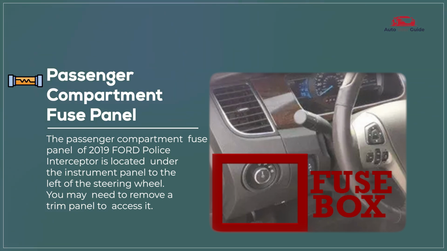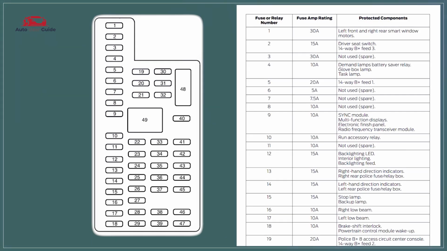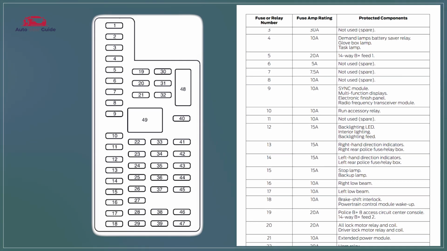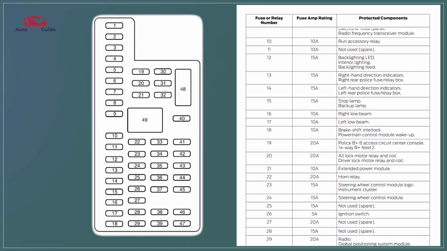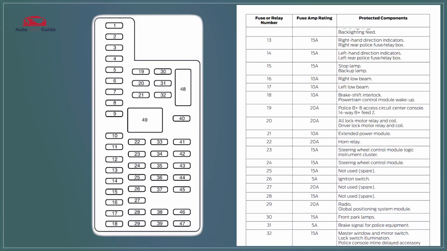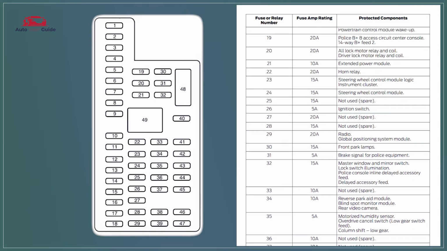Passenger compartment fuse panel. The 2019 Ford Police Interceptor passenger compartment fuse panel safeguards essential interior electronics, such as lights and infotainment. It provides easy access with clearly labeled fuses for efficient troubleshooting and maintenance.